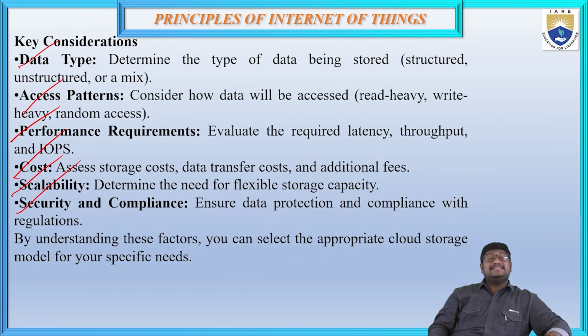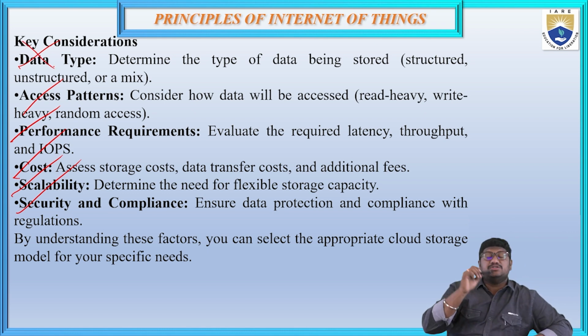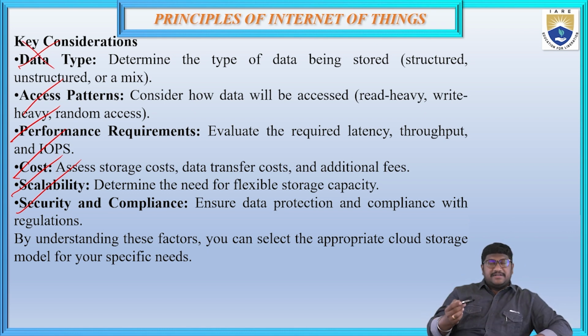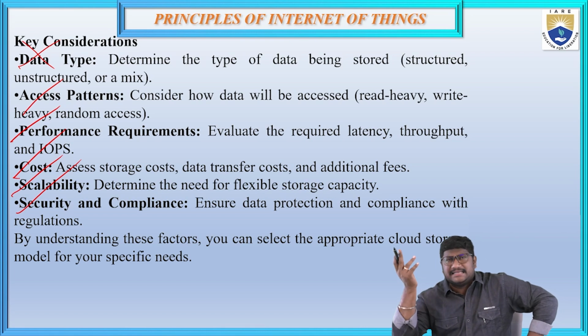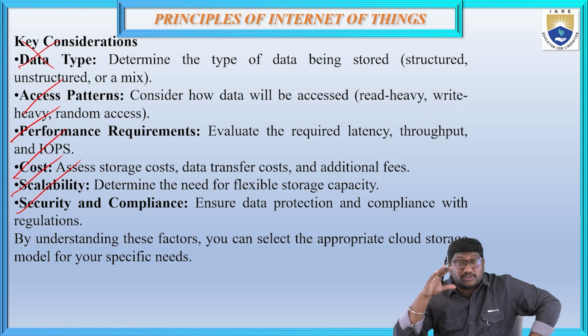What are the key considerations which have to be kept in mind? The first one is what kind of data we are using. You need to determine the type of data which is going to be stored in these cloud models, either structured, unstructured, or a mix of both. Got it? And coming to the next thing, access patterns. How is the data going to be accessed? Either only for read purposes, or for both read and write purposes, or random access. Sometimes I'm going to read, sometimes I'm going to write. Like that, access patterns have to be identified.